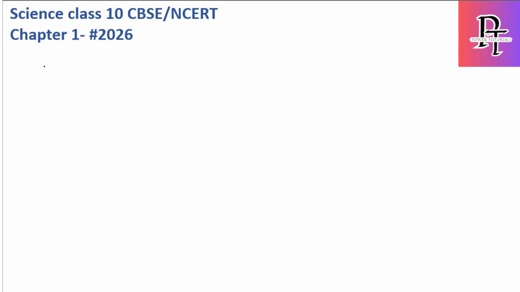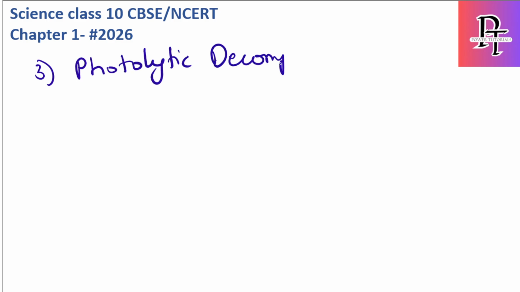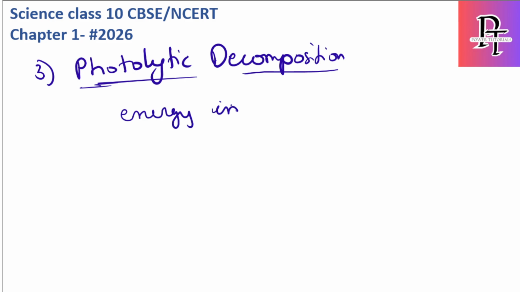So let's see the third type of decomposition, which is photolytic decomposition. So what does photolytic decomposition mean? The name itself is saying the energy here is in the form of light, but in our experiments we are using sunlight. Energy in the form of light is called photolytic, and here in the example we are using sunlight.